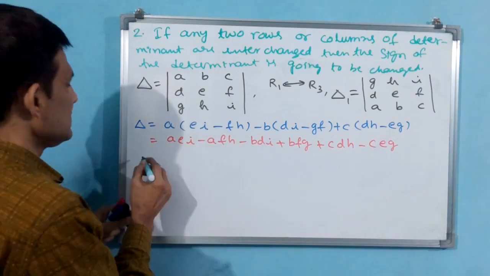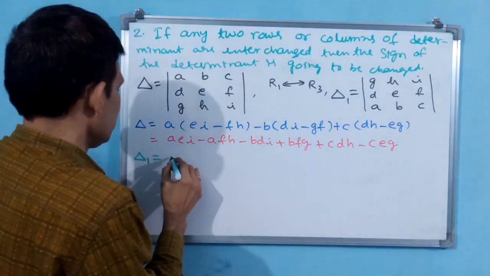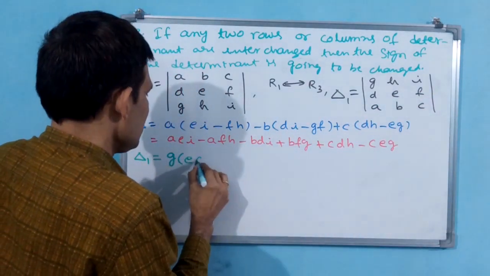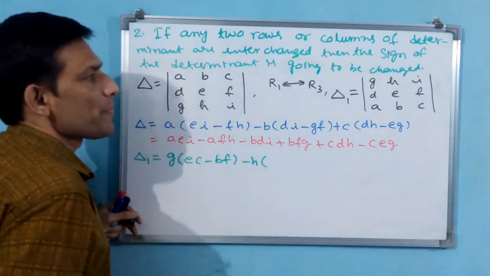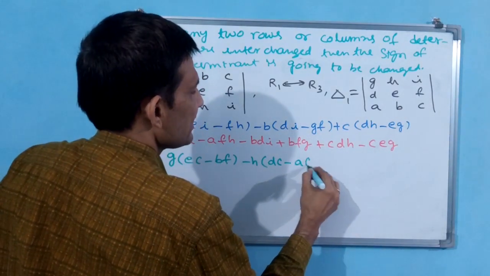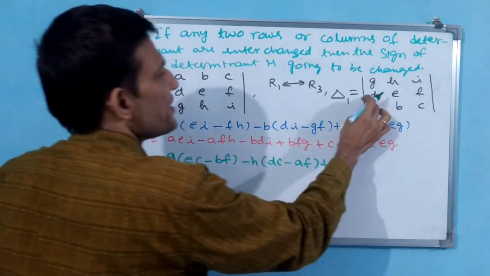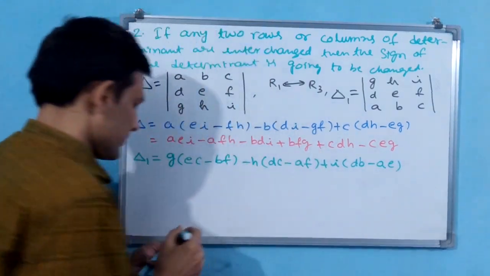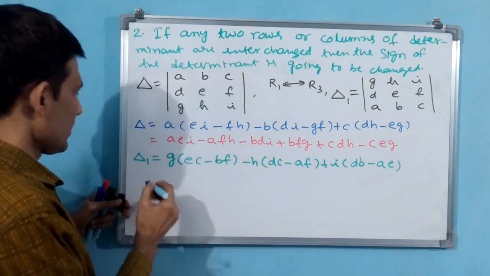Delta 1 is equal to G into EC minus BF, minus H into DC minus AF, plus I into DB minus AE. Okay, now expand this.